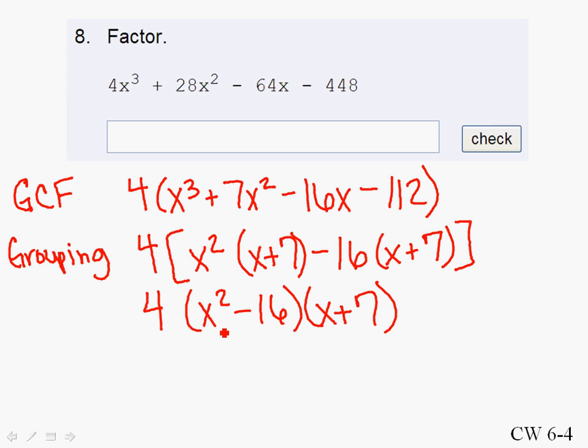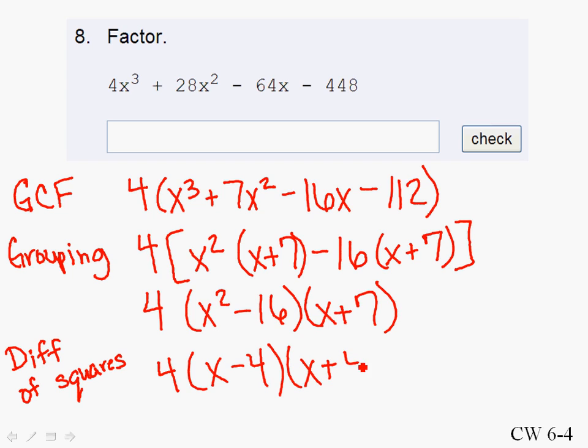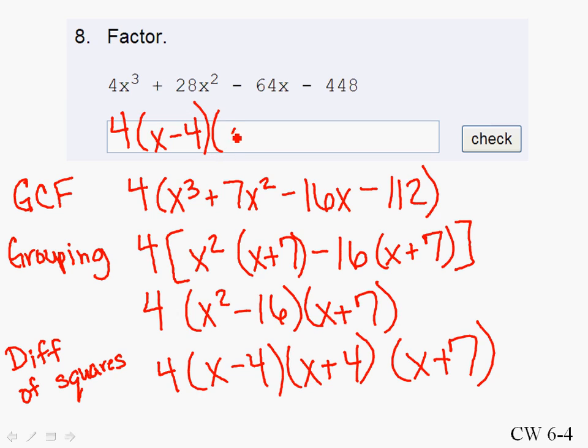Our last step, we have the difference of two squares, so x squared minus 16. So now we're going to use our difference of squares, which is 4 times x minus 4, x plus 4, and then x plus 7. So our complete answer is 4 times x minus 4, x plus 4, and x plus 7.